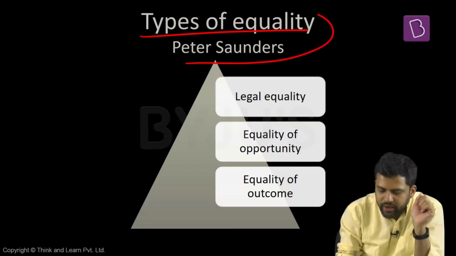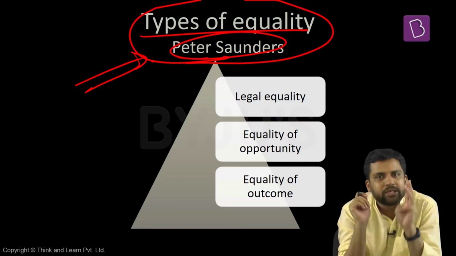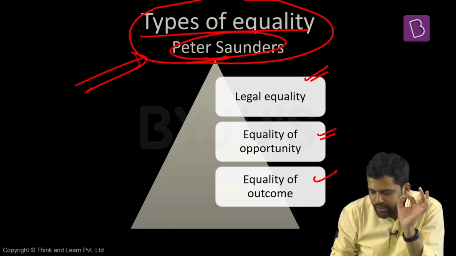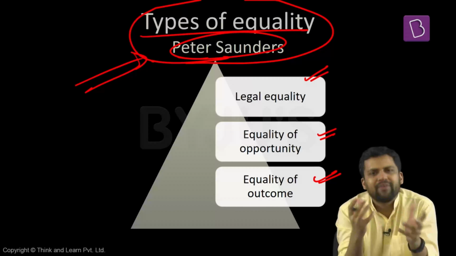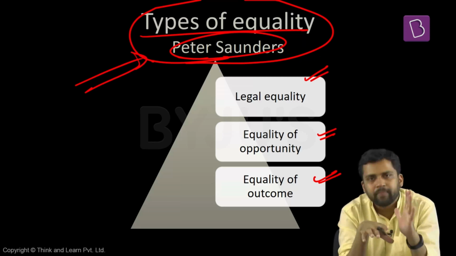What are the different types of equality in society? Peter Saunders talks about the different types of equality. Three kinds of equality as per Peter Saunders: legal equality, equality of opportunity, equality of outcome. Now, what is the meaning of legal equality? Legal equality means equality before law. Everyone is equal in front of law. So the law does not discriminate between individuals.